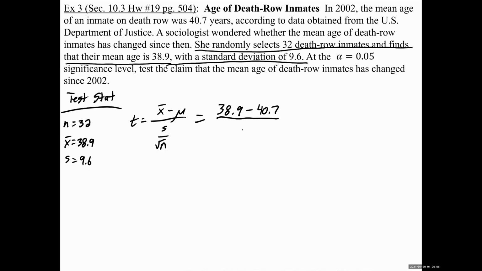S is 9.6 over square root of 32. You calculate this on the calculator. 38.9 minus 40.7, get the answer. I'm getting negative 1.8. Then divide. Again, when you divide, open some parentheses before you type this fraction in. So open parentheses, 9.6 divided by square root of 32.